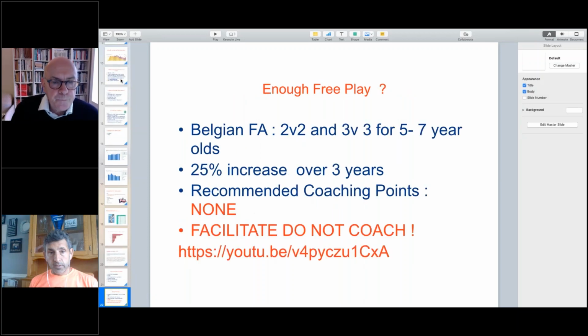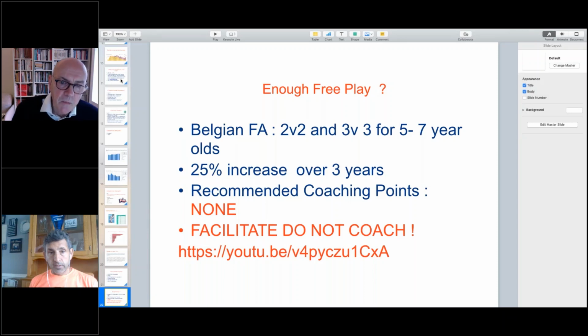Is there enough free play? Well, the Belgian FA has started 2 versus 2 and 3 versus 3 for 5 to 7-year-olds. They've noted a 25% increase over 3 years. The recommended coaching points for 5 to 7-year-olds is none. No coaching. Facilitate, sort out the field, make sure that they understand the rules, but no coaching. And if you want evidence of that, have a look at that particular YouTube example there. No coaching.